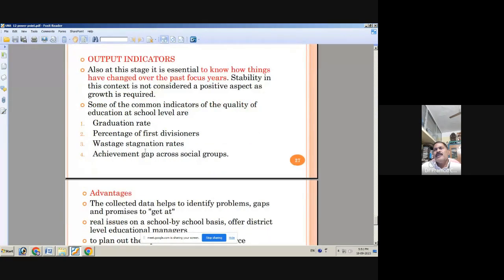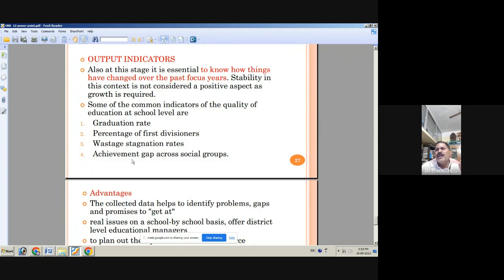The indicators are graduation rate, the number of students in class 1 and the number of students in graduation. If we take these into consideration, then we can know how our educational institutions are improving. Percentage of first division. Then wastage and stagnation rate. Wastage means the students leave the school forever and never read. And stagnation means a student remains in a particular class for more than one year, the process of stagnation.